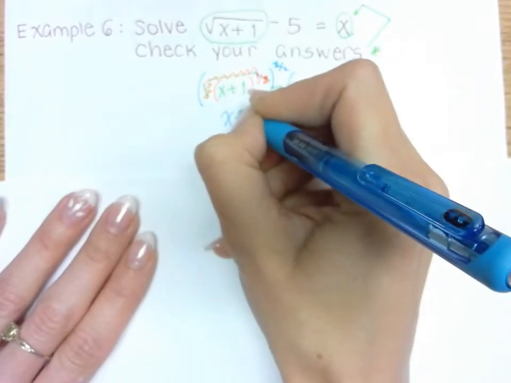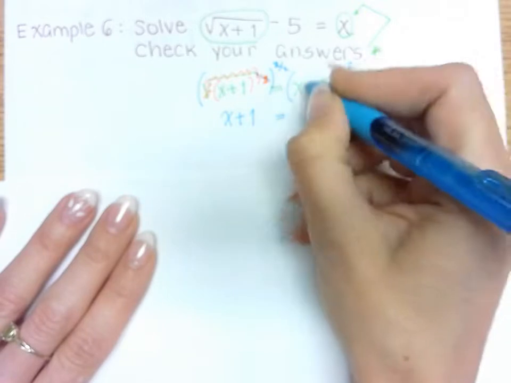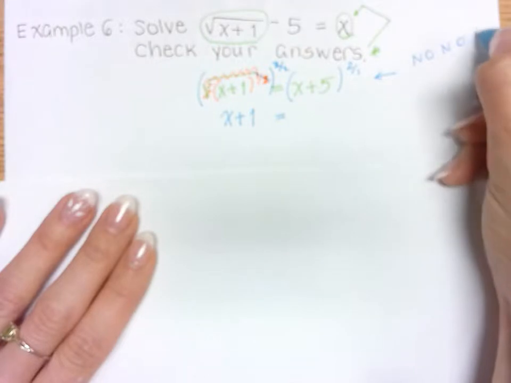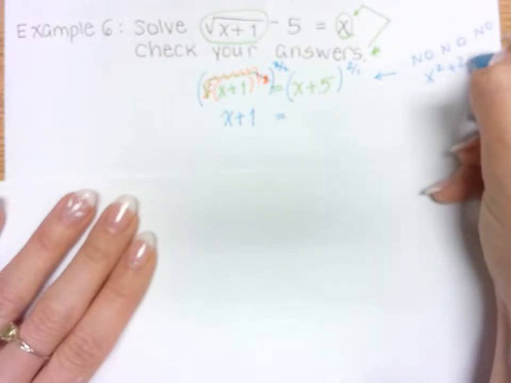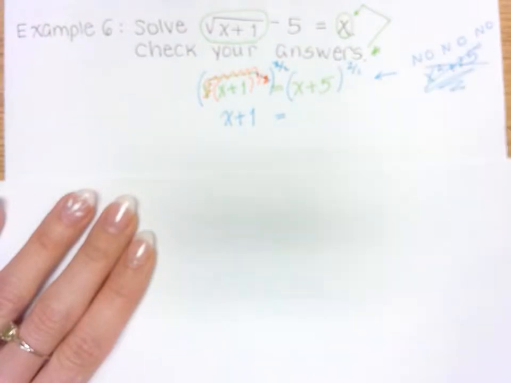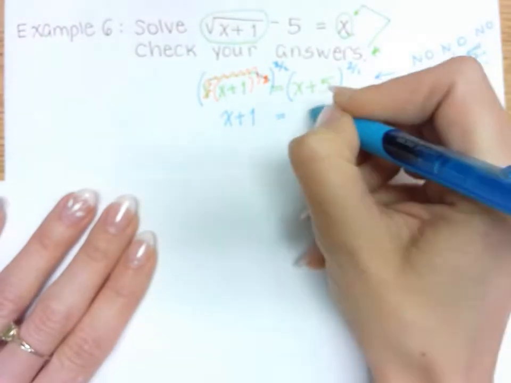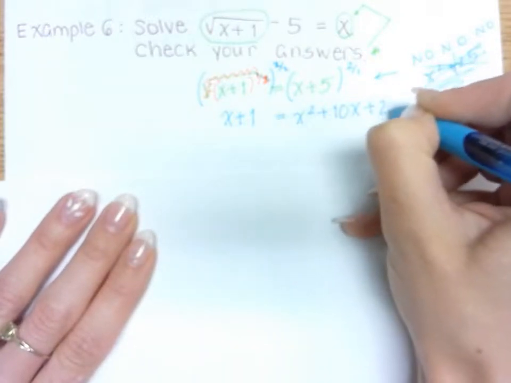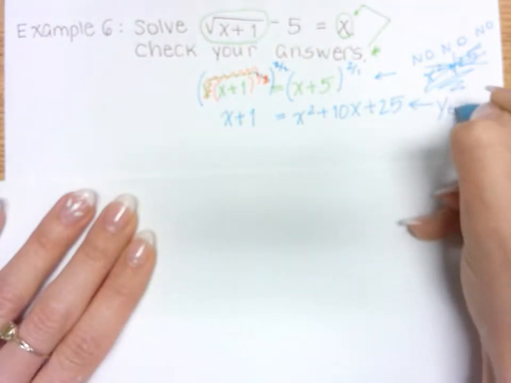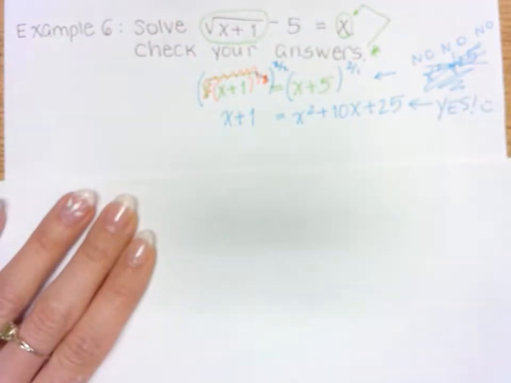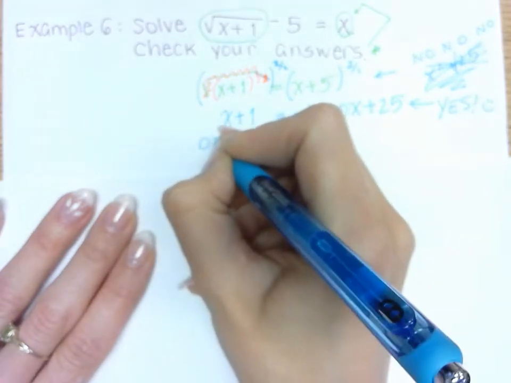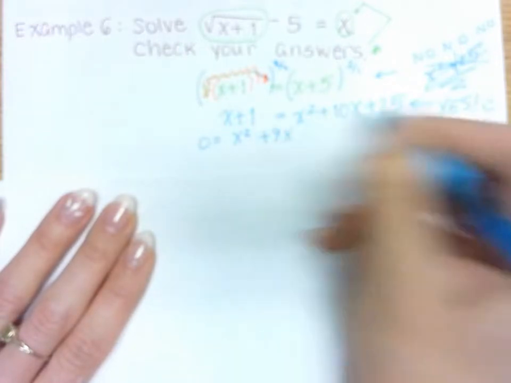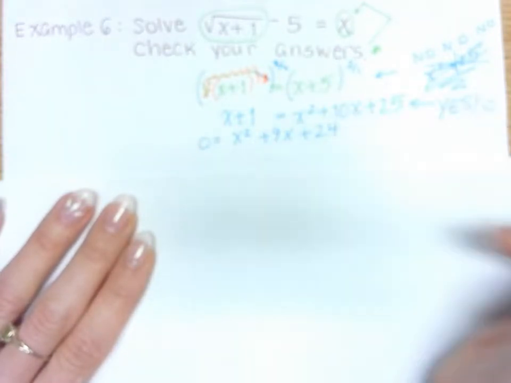So you have x plus 1 alone equals, this is not that. Okay, do not do that. That is bad. You have to expand this, so x squared plus 10x plus 25. That's good. It's a polynomial. We're going to solve by getting it equal to 0. x squared plus 9x plus 24.